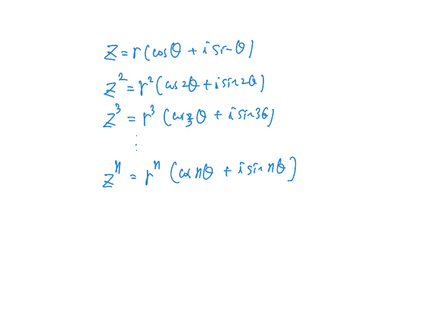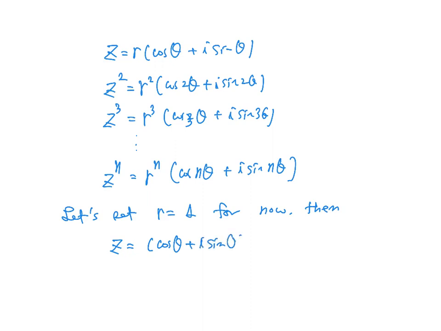So this is a very interesting result. And especially, let's set r equal to 1 for now. Then z is simply cosine theta + i sine theta. Let's say this is f(theta).